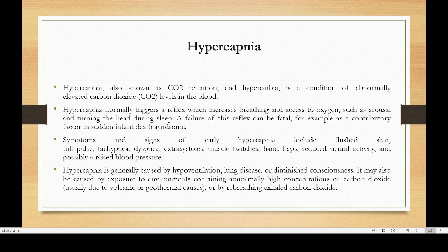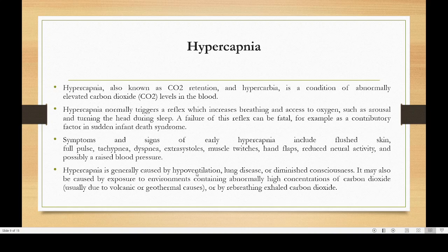There will be muscle contractions or muscle twitches. Hand flaps will be there. That is, hands will be having a certain feeling. Then reduced neural activity will be there. Then there will be higher blood pressure, higher BP will be there. So these are the early signs and symptoms that your body is experiencing more than the normal carbon dioxide level. So those are the symptoms.